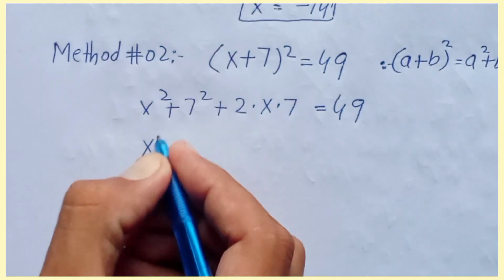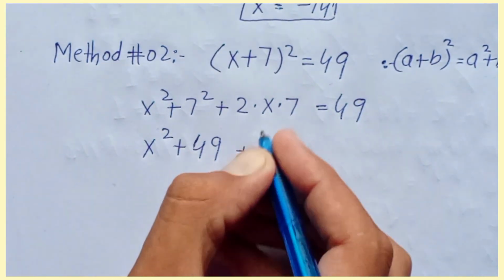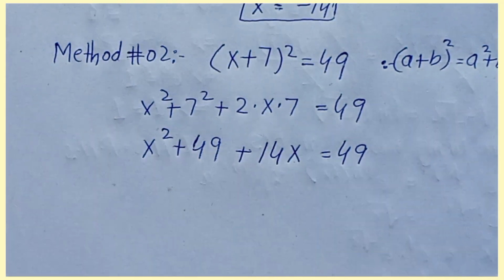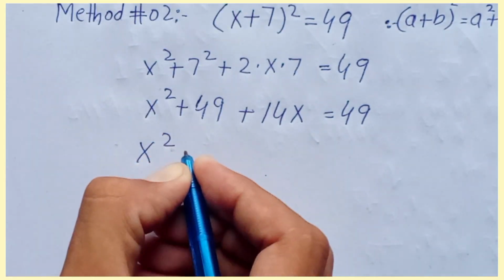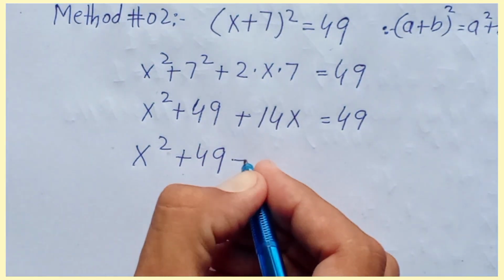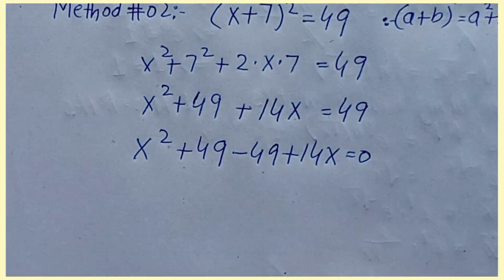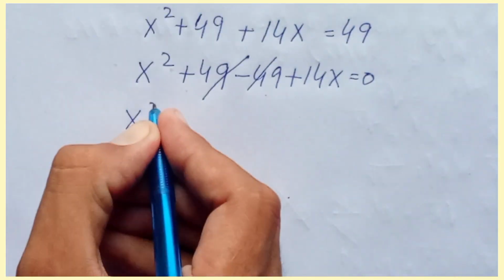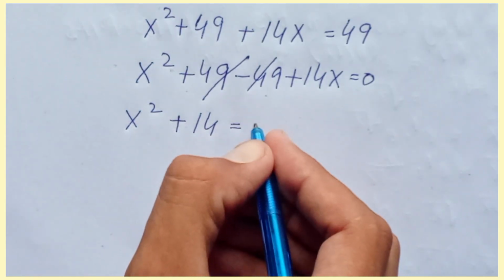Now in the next step, x square plus 49 plus 14x is equal to 49. Here 49 comes to the left side, so it is minus 49, plus 14x is equal to 0. Now 49 minus 49 cancel with each other, and x square plus 14x is equal to 0.